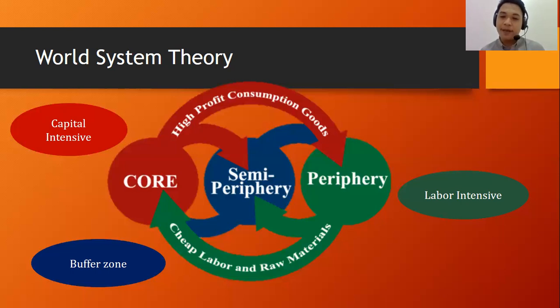Si periphery kasi more on human resource. Kailangan natin ng human resources development. Kailangan mag-work yung tao para at least tumaas yung ekonomiya natin. So probably yun yung nagiging sistema ni World System Theory.